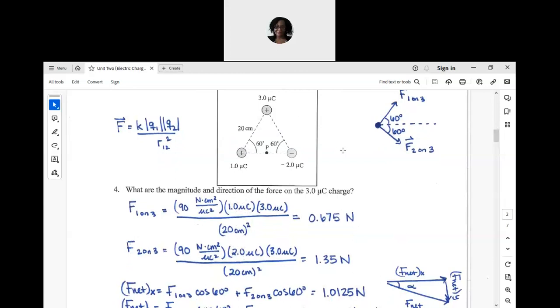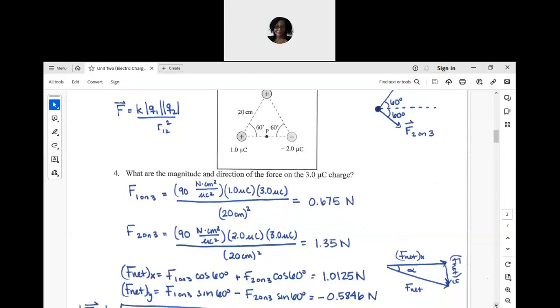And what is kind of left unsaid here, but will be relevant in a moment, is that since charge 1 and 3 are both positive, this 0.675 newtons is going to be repulsive. I have unlike charges when I look at 2 and 3. So this 1.35 Newton force is going to be an attractive one.